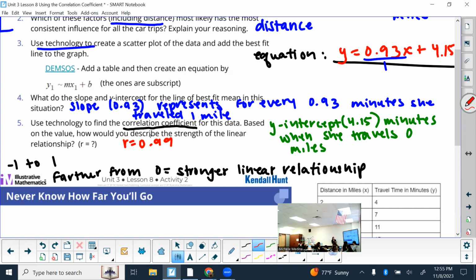Strong. So how would you describe it? You would say that it is strong. And would you say that this R value is positive or negative? So then it has a strong positive relationship. Whether it's positive or negative will be the sign of the R value. The farther it is away from 0, the more linear your data is, the more of a straight line your data is. Does that make sense?